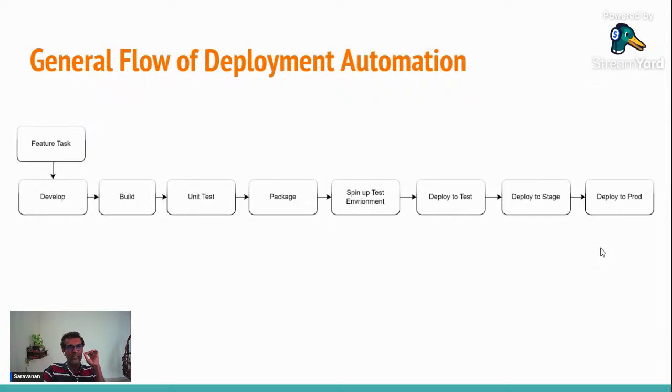So CI/CD starts from the part where the developer picks up the task from Jira or similar tools and starts working on it. Then they build the code and unit test it, and then they create the package out of it, right?